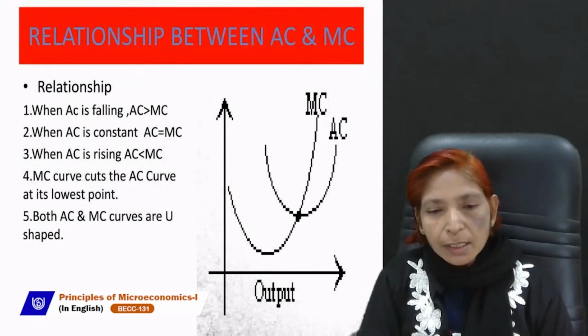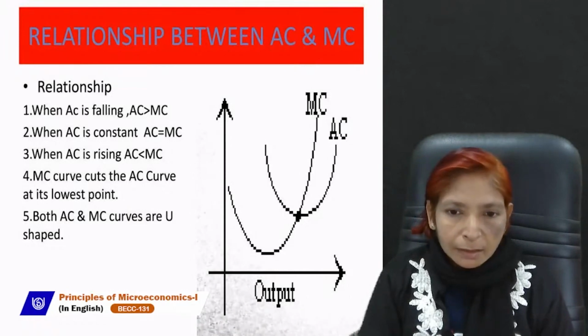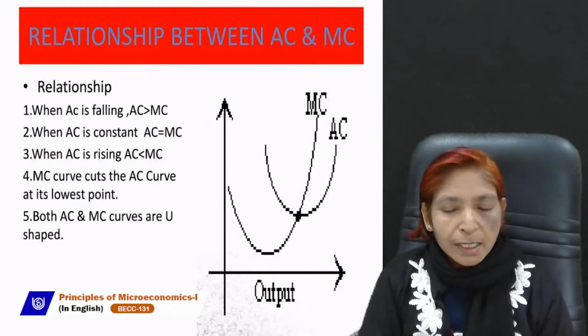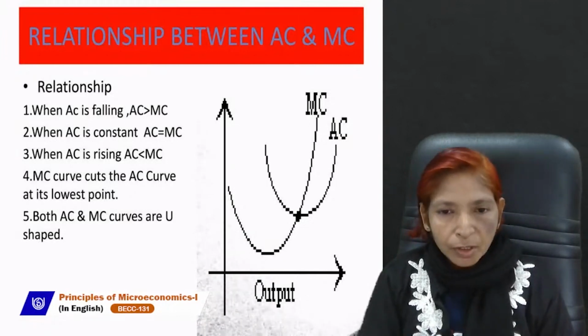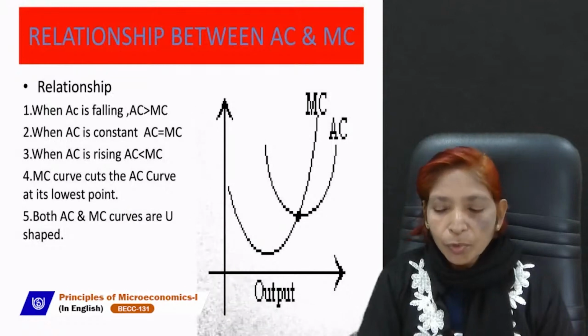MC always cuts AC from its lowest point. When AC is falling, MC falls before AC. When AC is rising, MC rises before AC. When MC cuts AC, both costs are equal, and MC generally cuts AC at its lowest point.